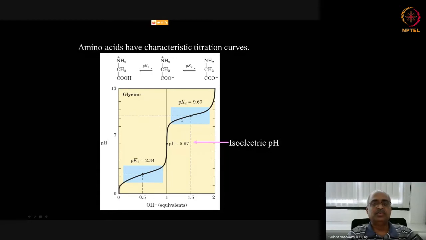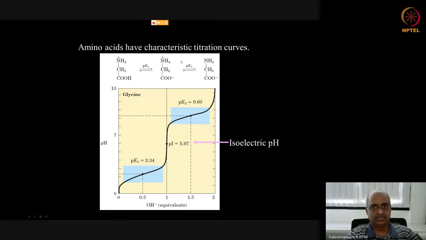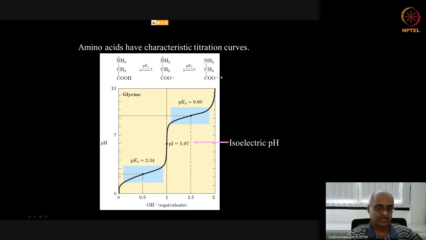And once you near the range in which the other group is going to dissociate, then again it is going to resist pH change, and the midpoint of that pH will be the second pK2. And once that dissociation is also complete, then the pH is going to go up. So you get a biphasic graph for these zwitterion molecules.